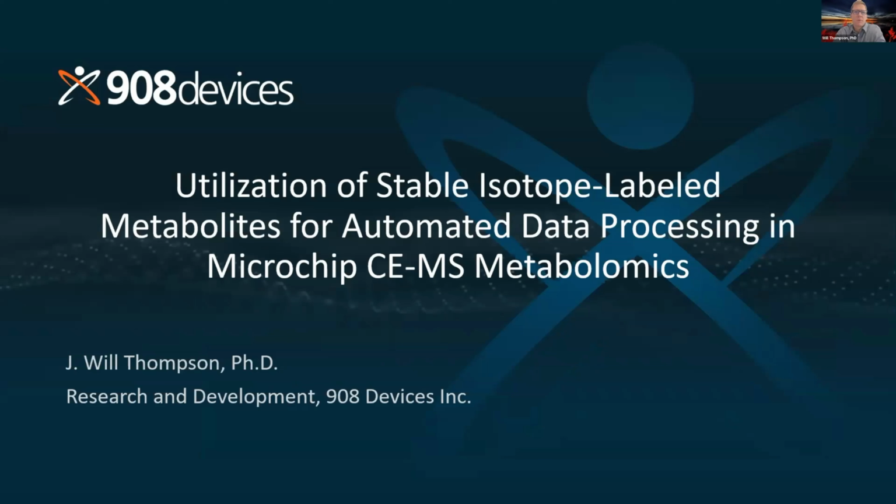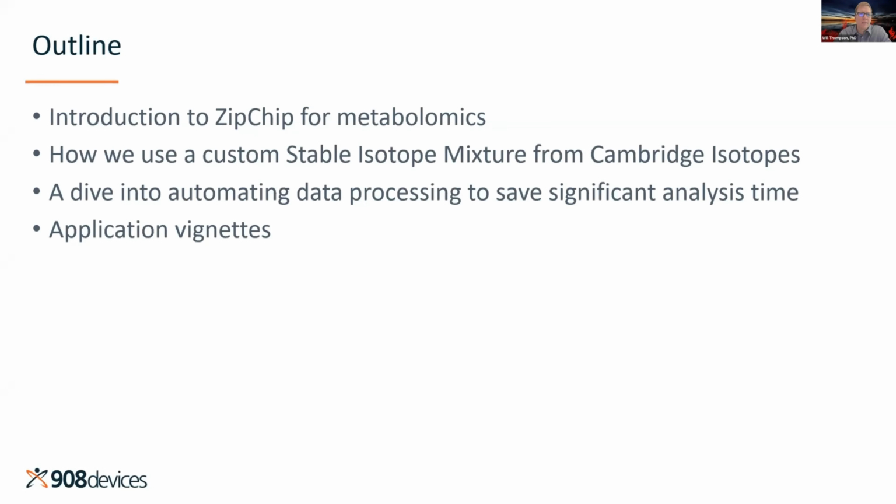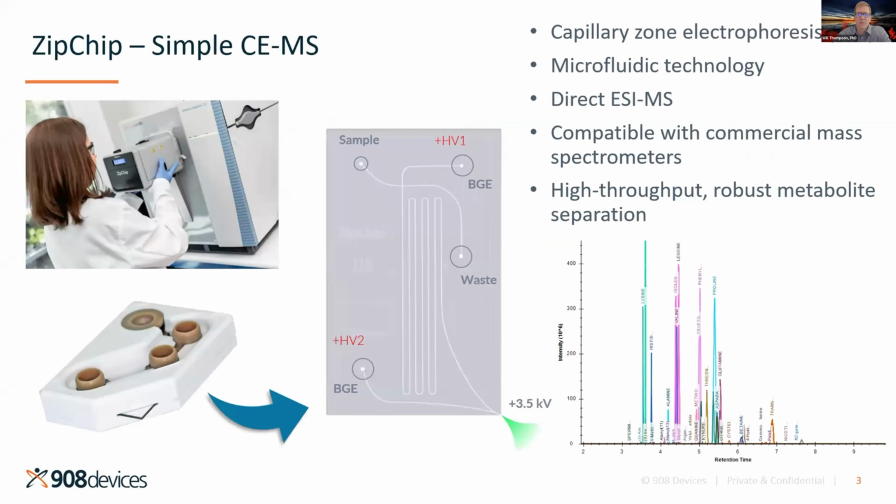Thank you. So good morning, everyone, or good afternoon, wherever you may be. Today I'm going to be talking about how we've partnered with Cambridge Isotopes to develop a custom stable isotope labeled mixture for use in our CEMS metabolite quantitation work. I'll give a quick intro to ZipChip and Microchip CEMS in case you're not familiar. I'll talk about how we're using this custom stable isotope labeled mix and then do a little bit of an academic deep dive into automated data processing and how we're using this to save significant time in our data analysis, and a few application vignettes.